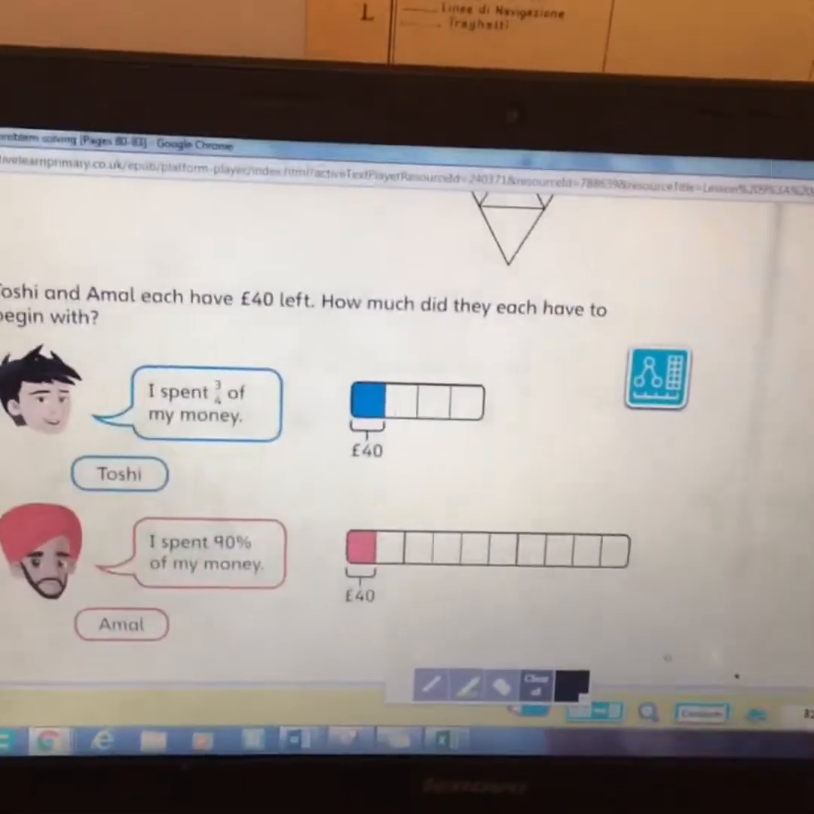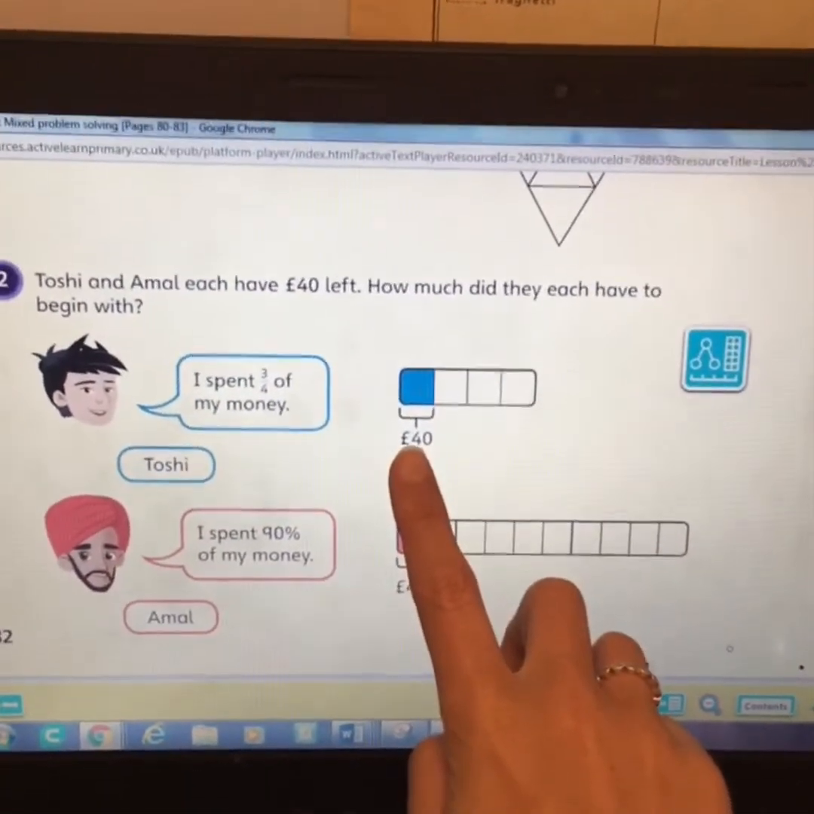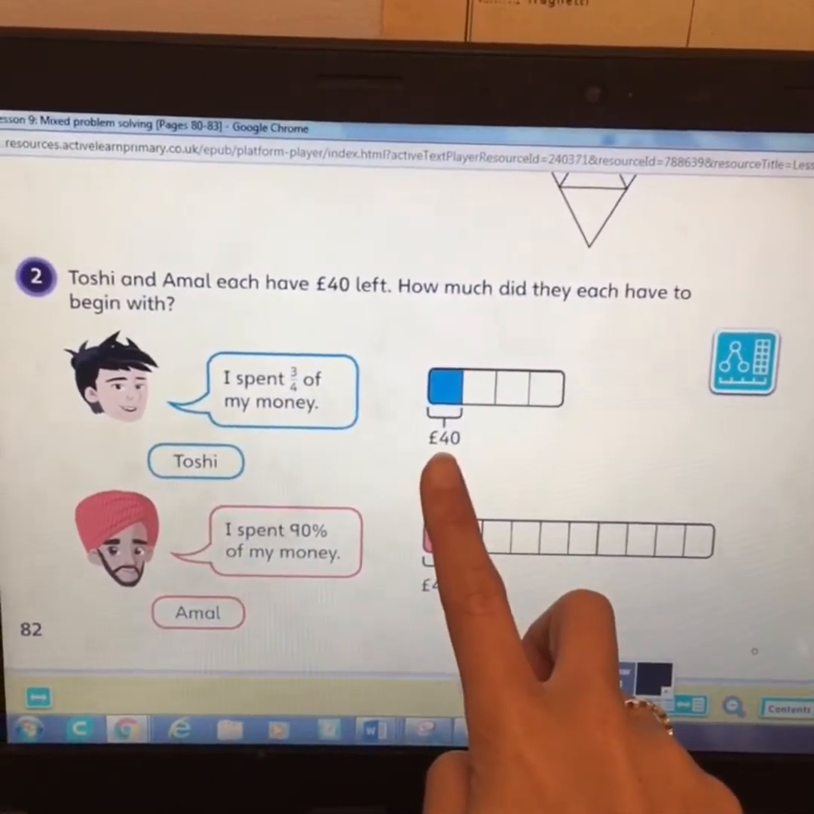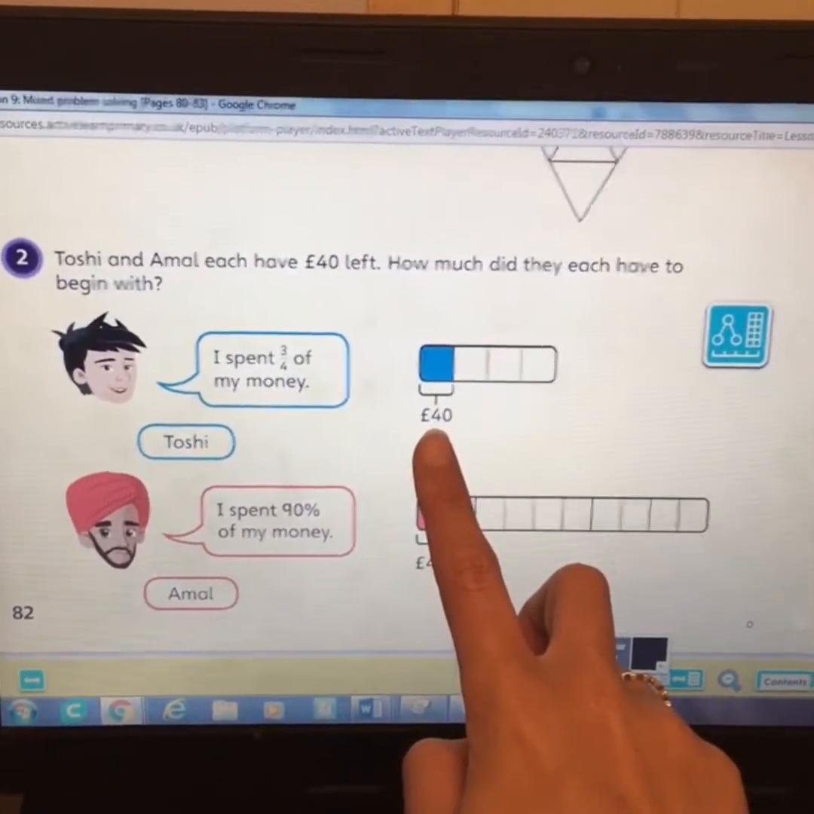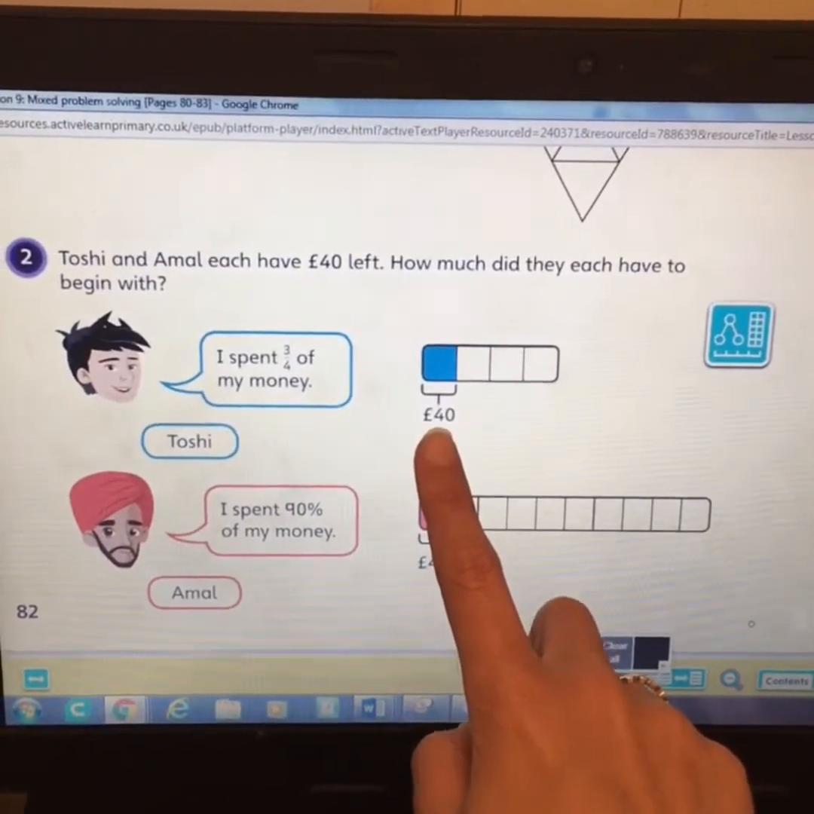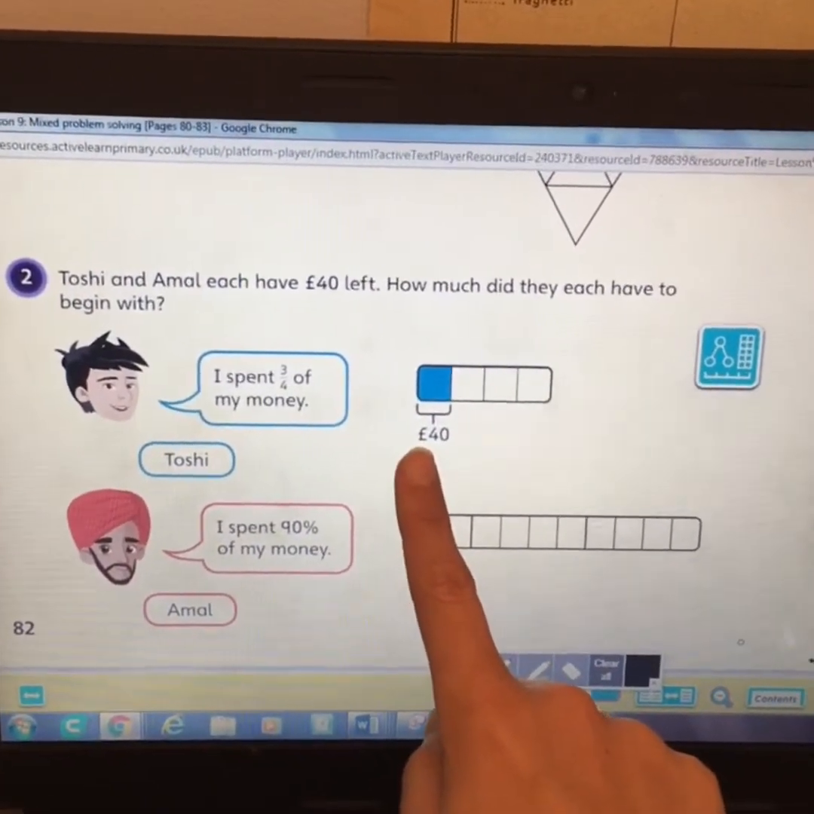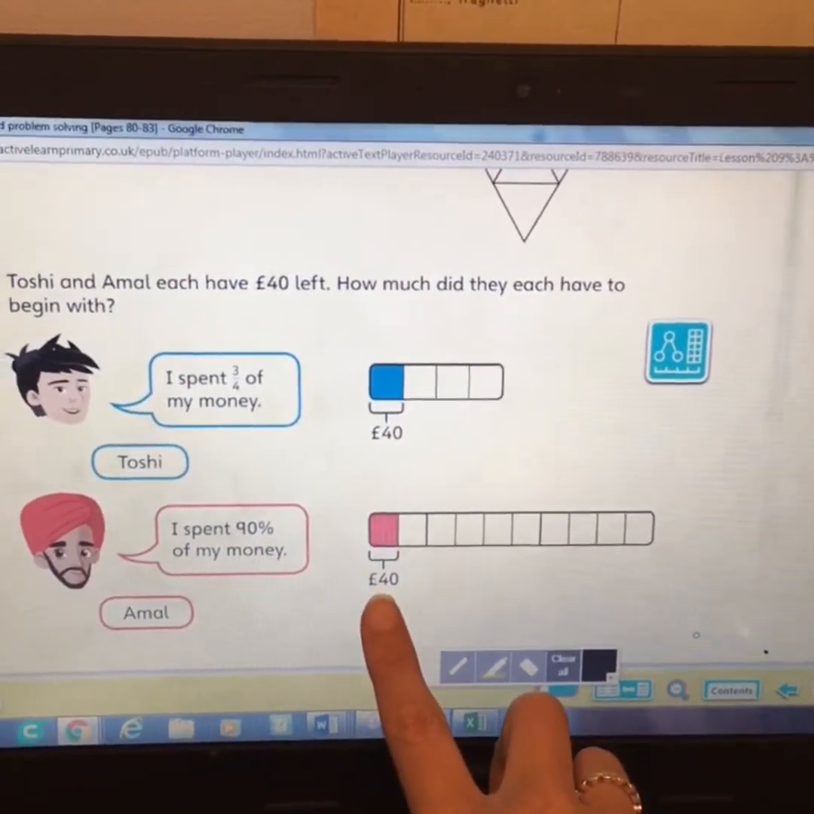Okay, answer time. So if we know that 1/4 is £40, to work out 4/4, we need to do 40 times 4. 4 times 4 is 16. 40 times 4 is 160. So he must have had £160.